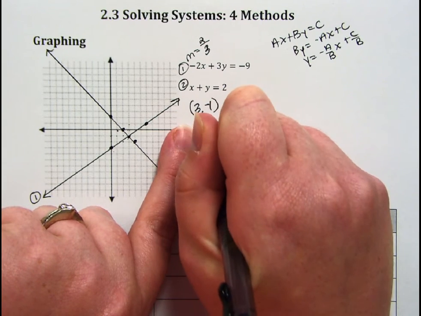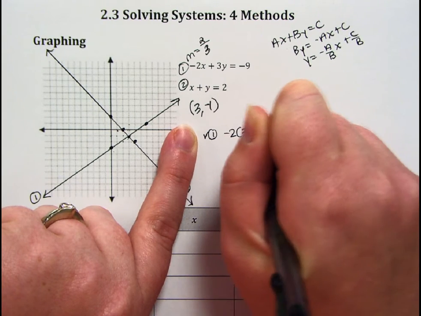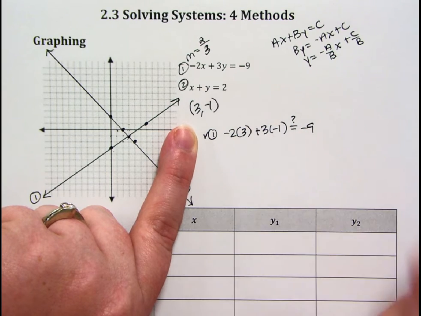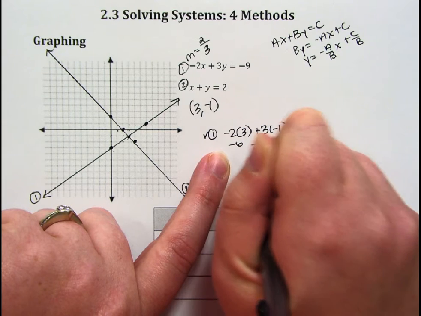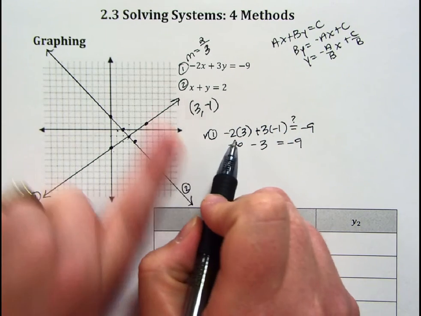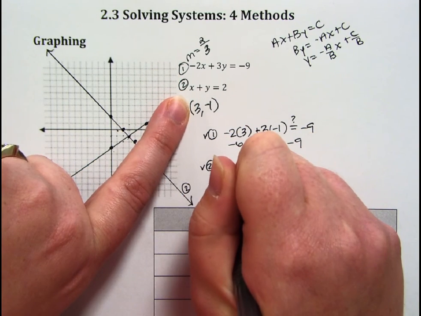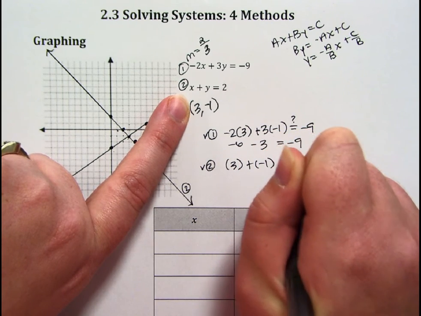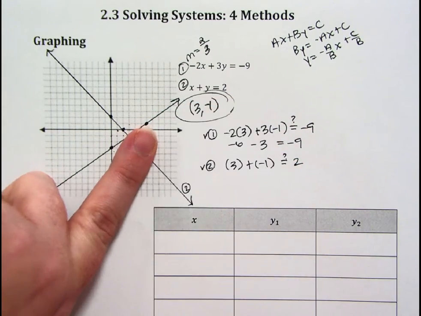So we're checking with the first equation, -2 times 3 plus 3 times -1. Does that equal -9? Okay, this is -6 and -3, that works. Okay, so we know it's a solution for the first equation. Let's check the second equation. That'd be 3 plus -1, does that equal 2? Yep, that does. So 3, -1 is our solution.